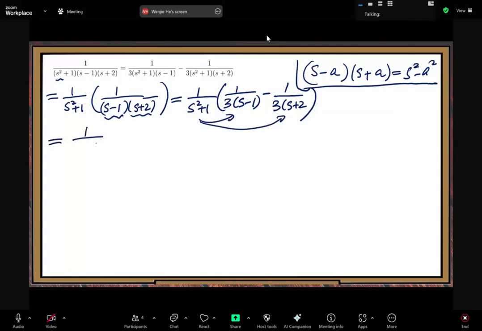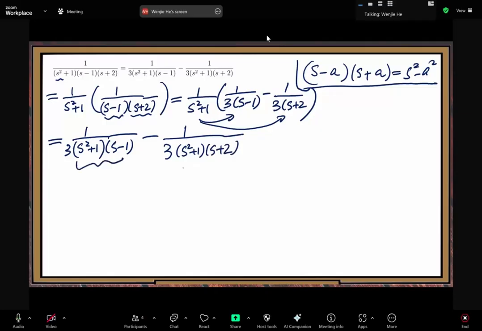Then 3 S minus 1, 3 S plus 2. Okay. Then next time we need to do split. 2 more splits. All right. So let's look at the first one. Let's write this in this order.